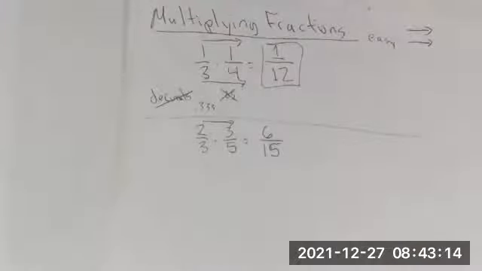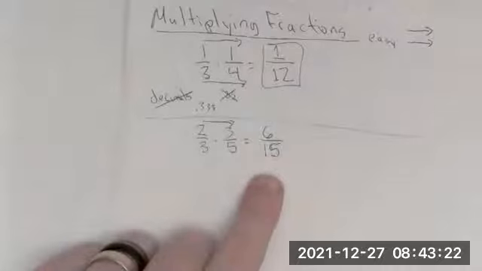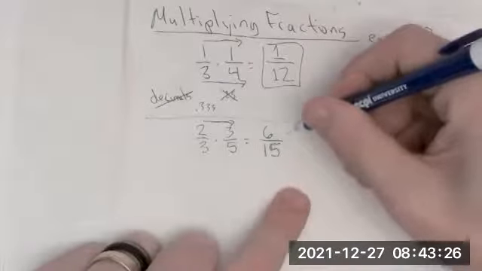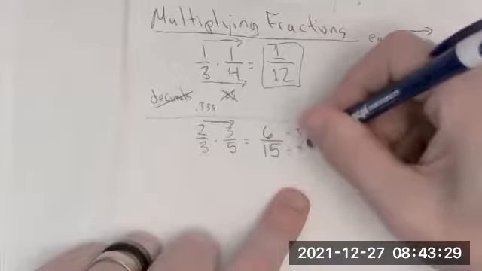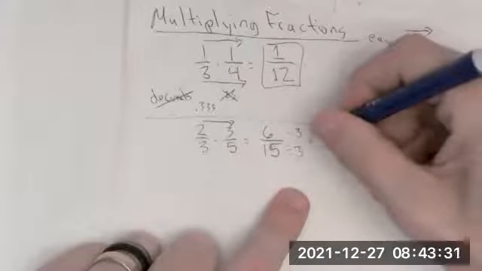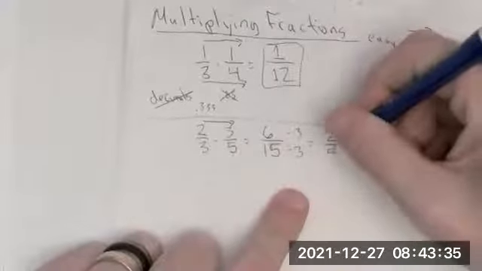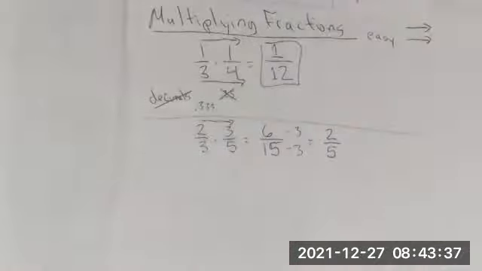But remember, when we keep this in fraction form, another reason we avoid decimals is we can reduce that much easier. We look for the number that goes into both 6 and 15. Divide by 3, divide by 3, right? They're both divisible by 3. What's 6 divided by 3? 2. What's 15 divided by 3? 5. So 2/5.